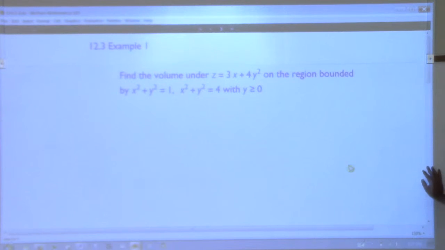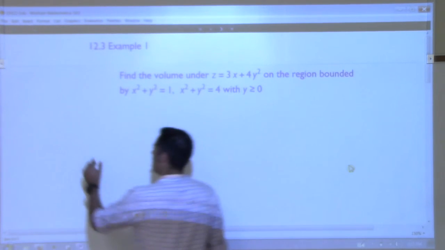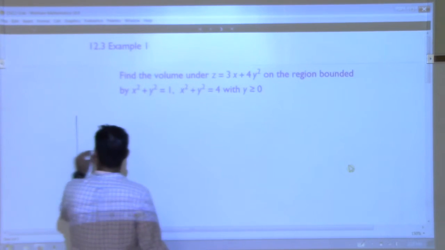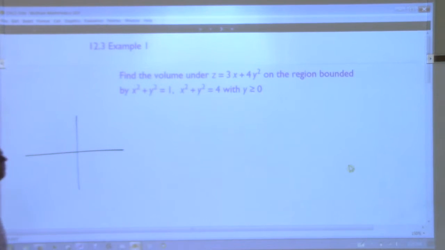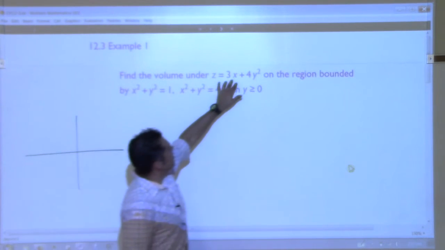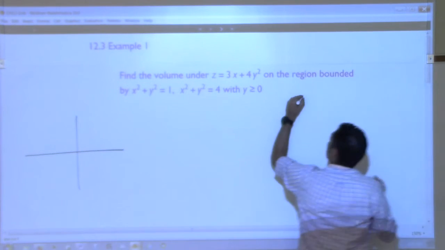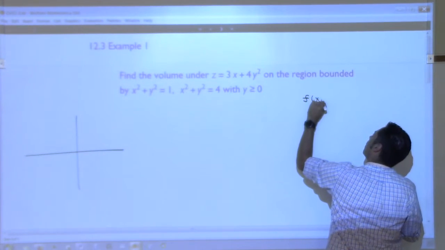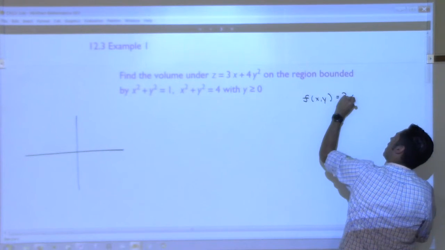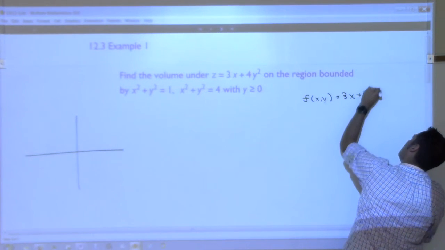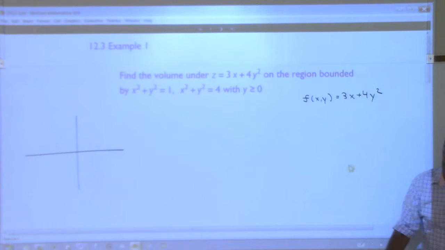Let's try and get our heads around what the domain is. First of all, do y'all see right here that this is our surface? This is our top surface. So this right here, f of x, y, is equal to 3x plus 4y squared. We're trying to find the volume underneath that, down to the ground, right?